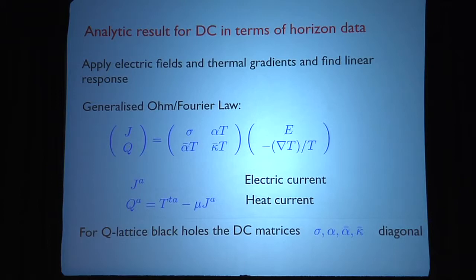Very simple, and I'm sure you can immediately think of many ways that what I described can be generalized. And there are many lattices one can go and construct if one's so inclined by just solving ODEs. What I want to do now is describe the next topic, which is to take that whole class of lattice black holes, and let's see if we can calculate the DC conductivity analytically in terms of the black hole horizon data. So we want to apply electric fields and thermal gradients and determine the linear response. And when you're at finite charge density, there's actually a mixing between the heat and the electric currents. So if you put on an electric field and a thermal gradient, then J and Q get mixed up by this matrix here. In the context I'm going to be looking at, sigma, alpha bar, and kappa bar are all going to be diagonal matrices. So I'm just going to put an electric field in the x direction, and I'll see the response sigma xx, alpha xx, alpha bar xx, and kappa bar xx.